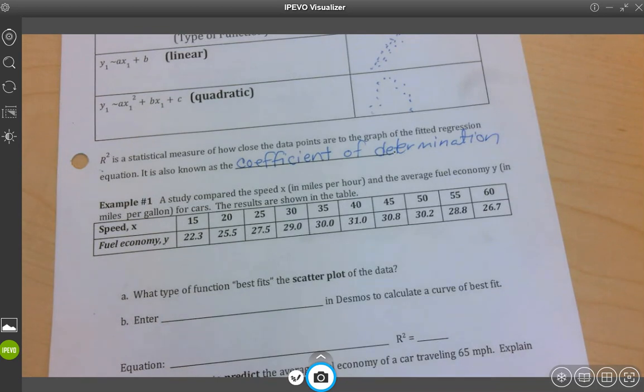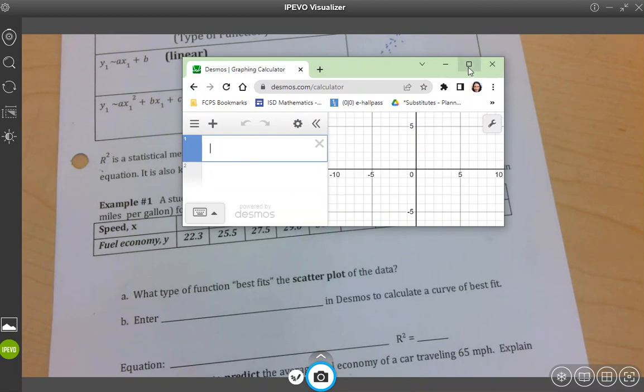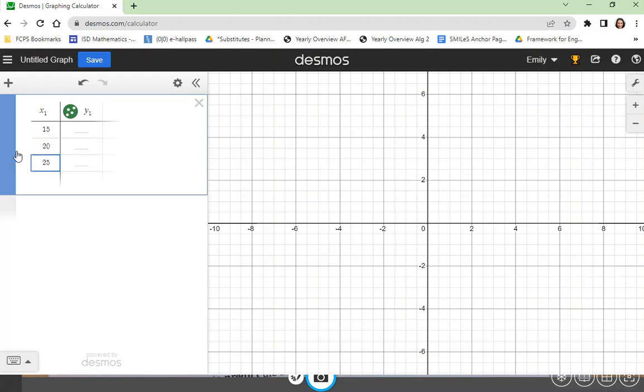But here's how we're going to graph it in Desmos. So I'm going to pull my Desmos up. You're going to go over to the plus here and add a table. And then you need to type it in. We're going to put speed in the X. Okay, and then you're going to put fuel economy in the Y.